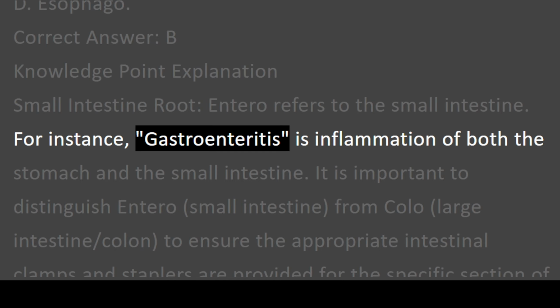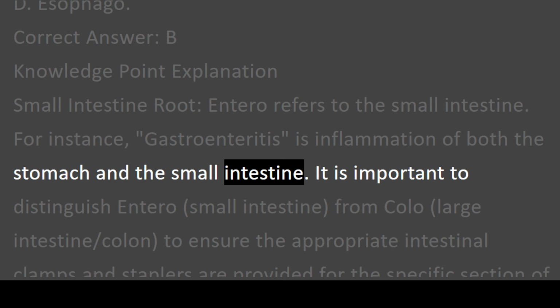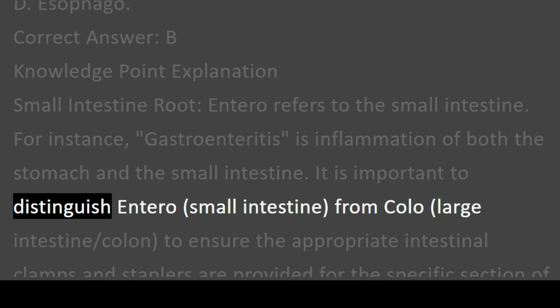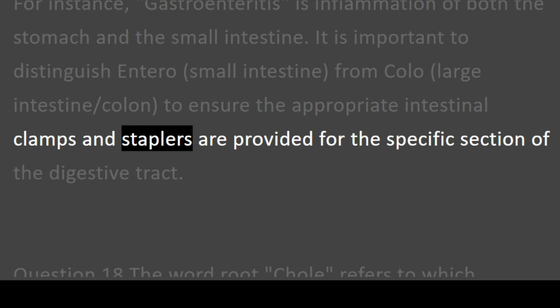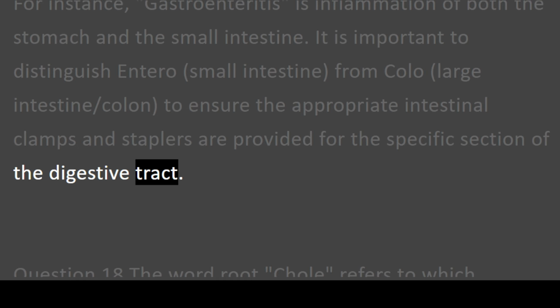For instance, gastroenteritis is inflammation of both the stomach and the small intestine. It is important to distinguish entero, small intestine, from colon, large intestine/colon, to ensure the appropriate intestinal clamps and staplers are provided for the specific section of the digestive tract.